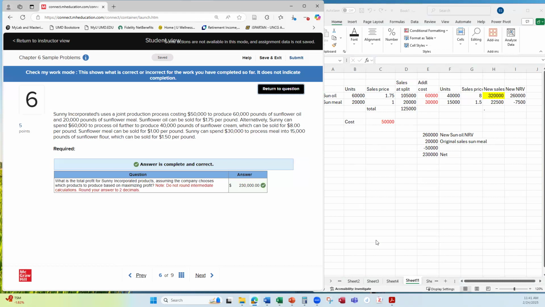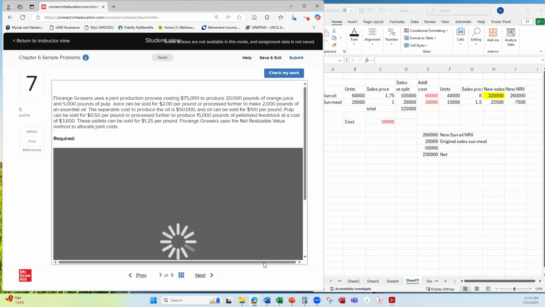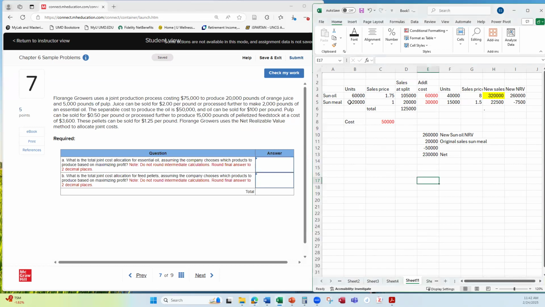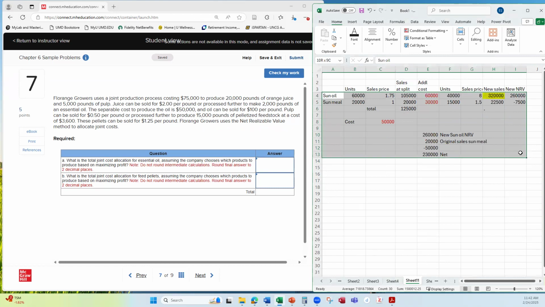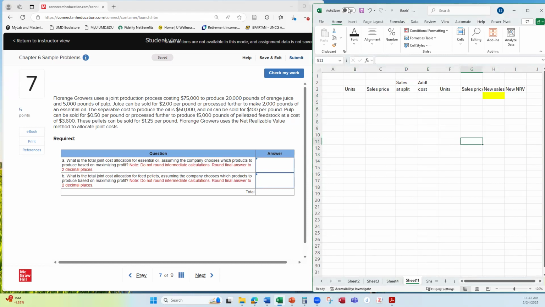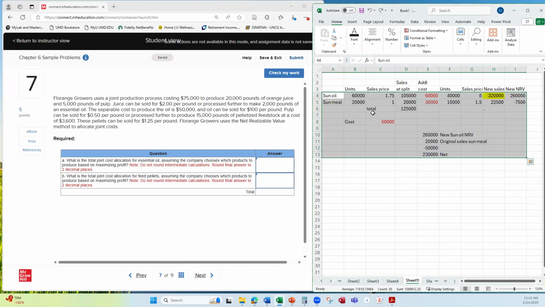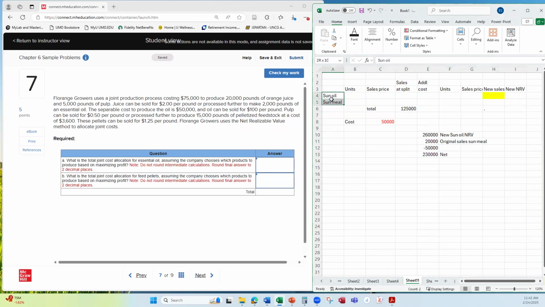Looking again at the net realizable value method, let's go look at problem number 7. We're almost done here. For problem 7, I'm going to delete all of these here and reuse this. Oh, whoops, let's not do that. Actually, let's leave that there and delete these. There we go. Because then I can reuse some of these formats.